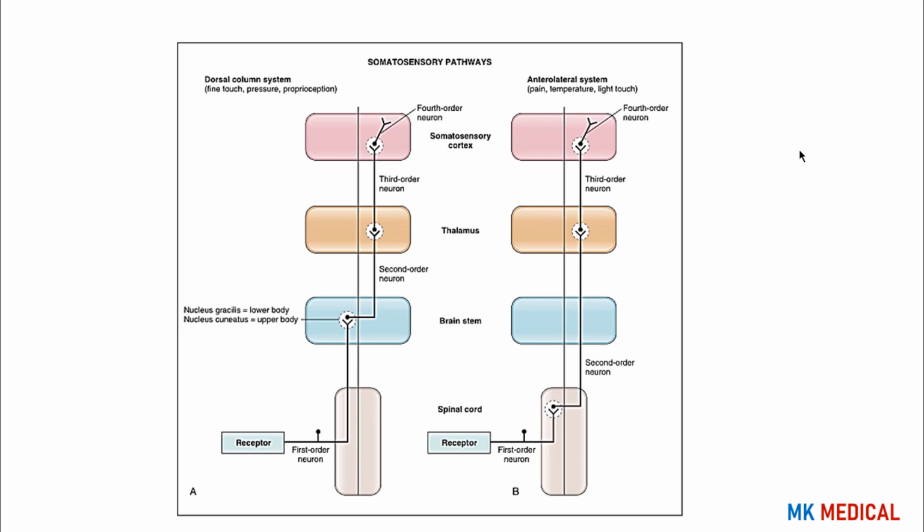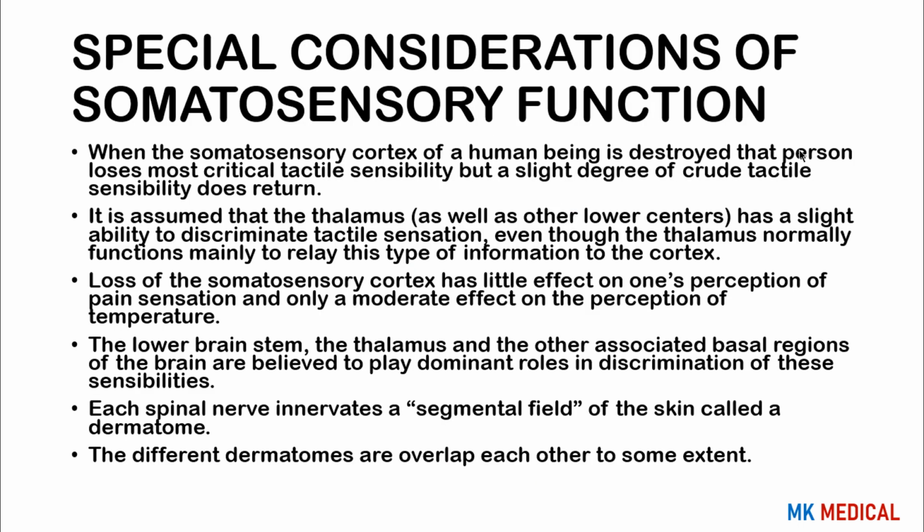So take your time to actually learn these systems and how to actually explain them. And they are very easy for you to learn. So just some special considerations before I leave you off. Remember that when the somatosensory cortex of a human is destroyed, then the person loses most of the critical tactile sensibility, but there is some slight degree of crude touch that is retained, because remember, crude touch is going to be carried by the anterolateral column, and it may actually be even processed at the level of the brainstem.